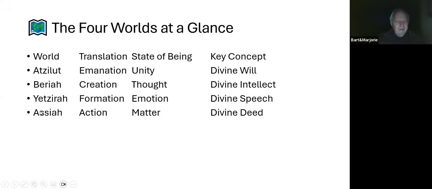So the four worlds at a glance, we have the Atzilut, the Beriah, the Yetzirah, and the Assiah. And the translation is emanation, creation, formation, and action. The state of being is unity, thought, emotion, and matter. And the key concepts: divine will, divine intellect, divine speech, divine deed.